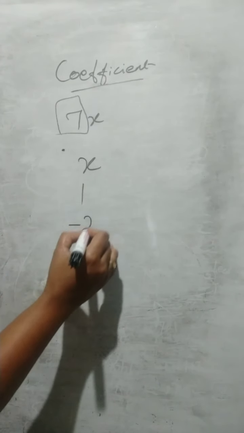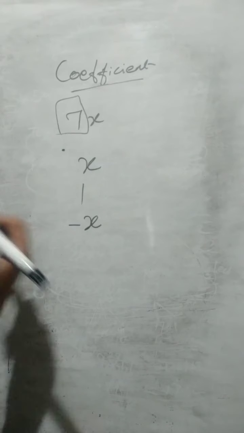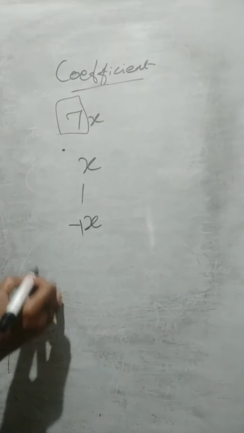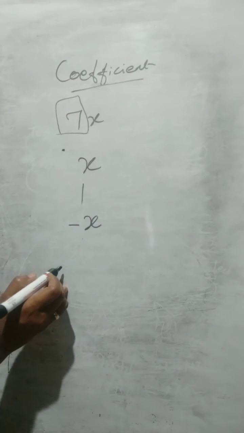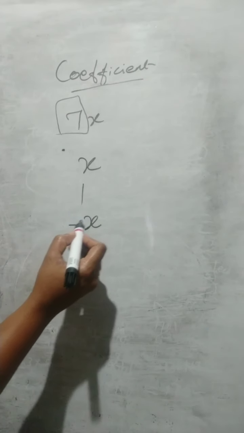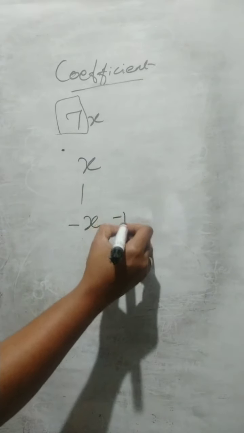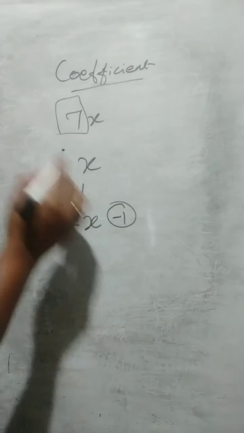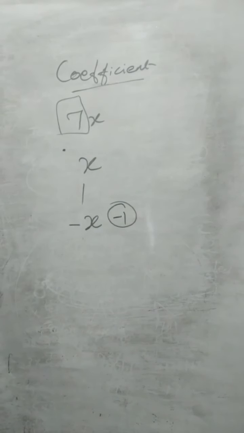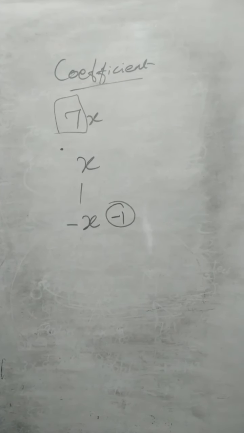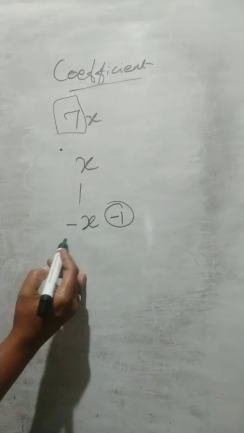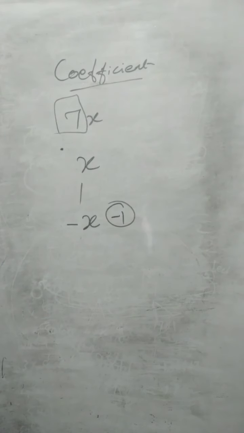But if it was minus x, we know that will be negative 1 multiplied by x. So the coefficient of negative x is equal to negative 1. That is the numerical coefficient. What is that? Numerical factors are said to be the coefficient or numerical coefficient.